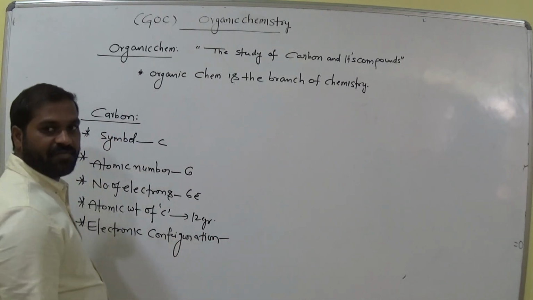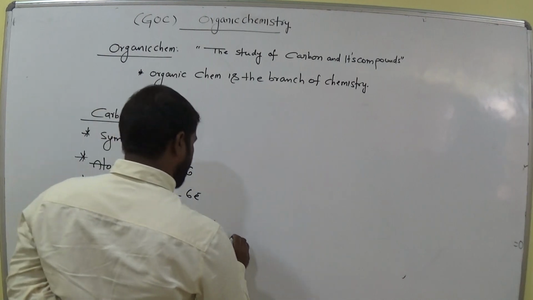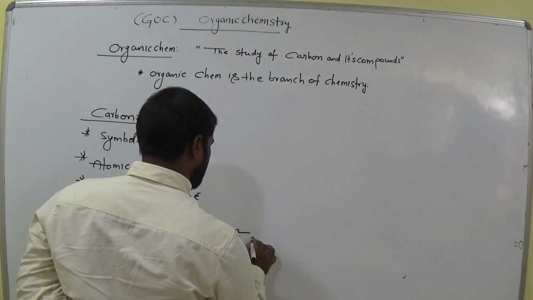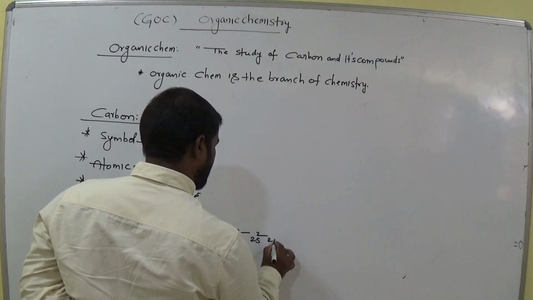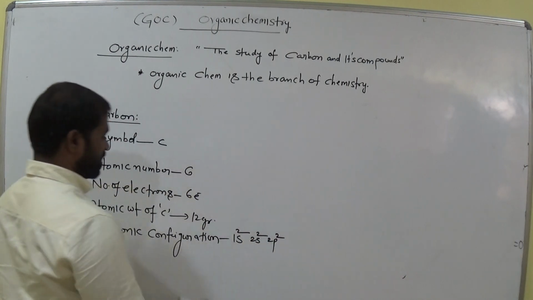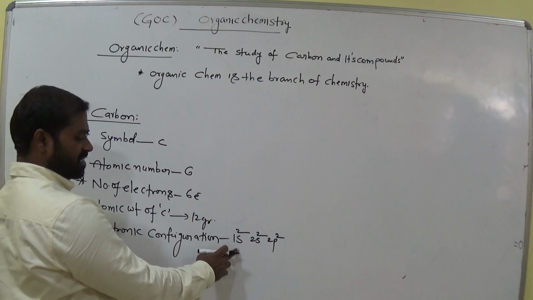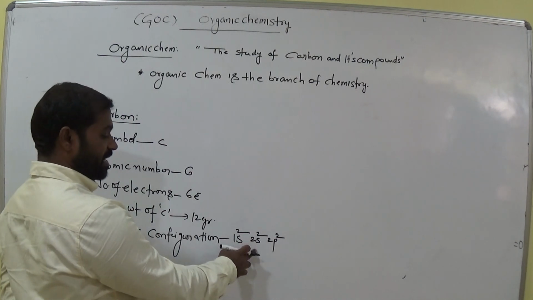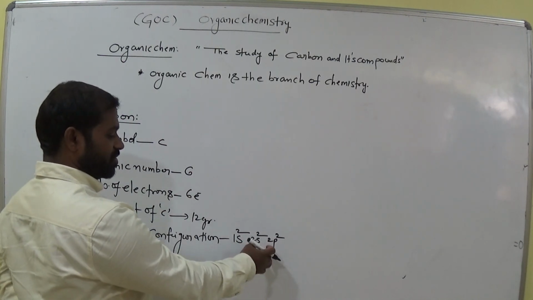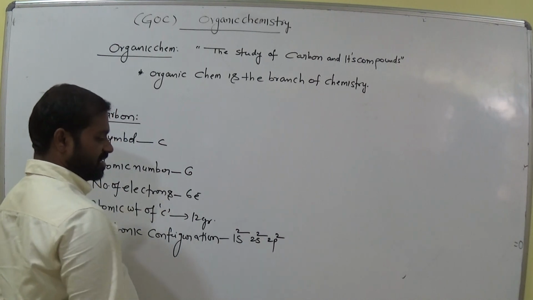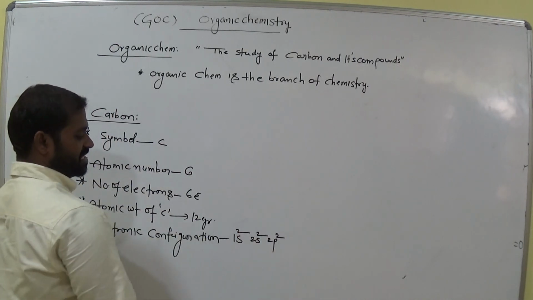So what is the electronic configuration of carbon? Right, 1s2, 2s2, 2p2. Why? Because it has only 6 electrons. First the electrons enter 1s, and next 2s2, then 2p2. Totally 6 electrons are there. So 2 plus 2 is 4, plus 2 is 6 electrons.